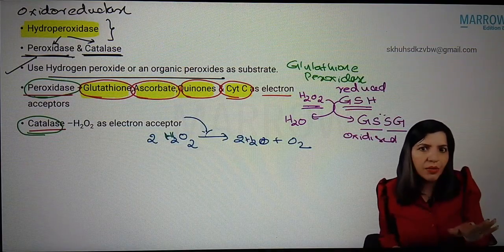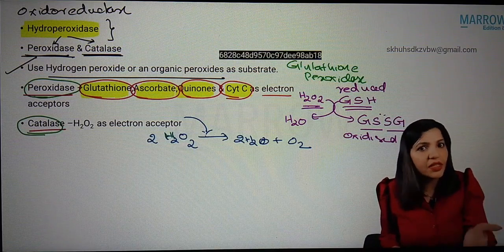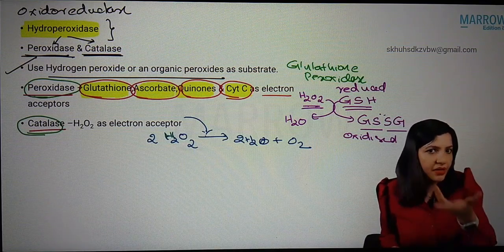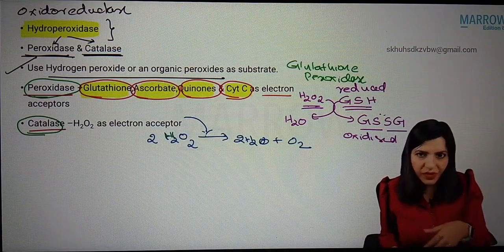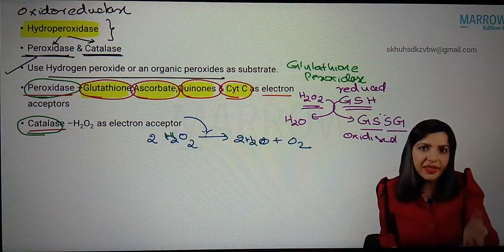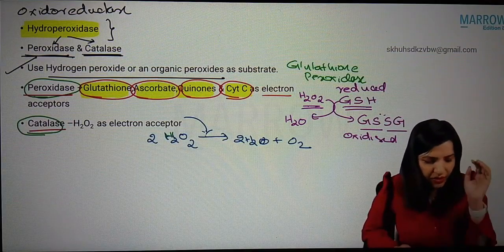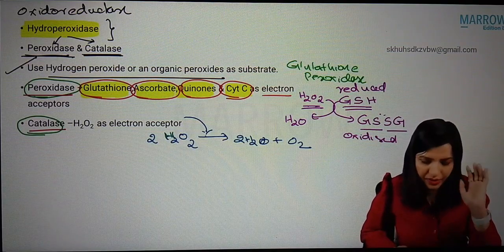So these all come under hydroperoxidases, where hydrogen peroxide is the substrate, but the acceptor can be different. It can be any other acceptor like glutathione, ascorbate, as I gave you examples. The second is that H2O2 itself is the acceptor. Okay, fine. So these are the various subclasses under the heading oxidoreductases.